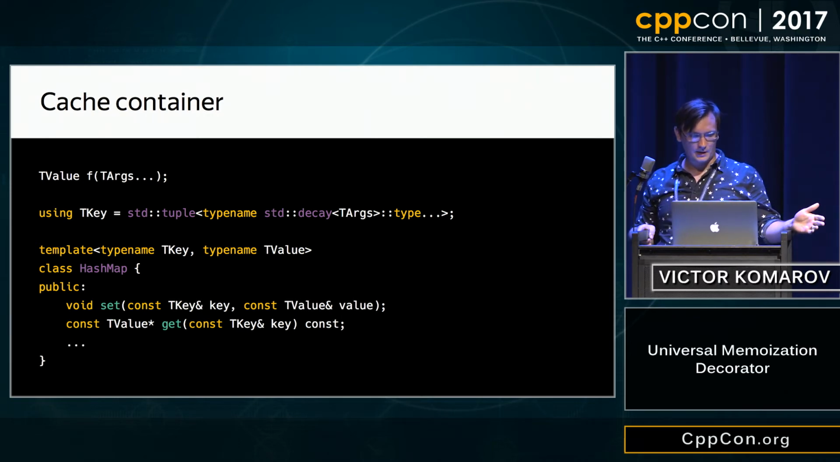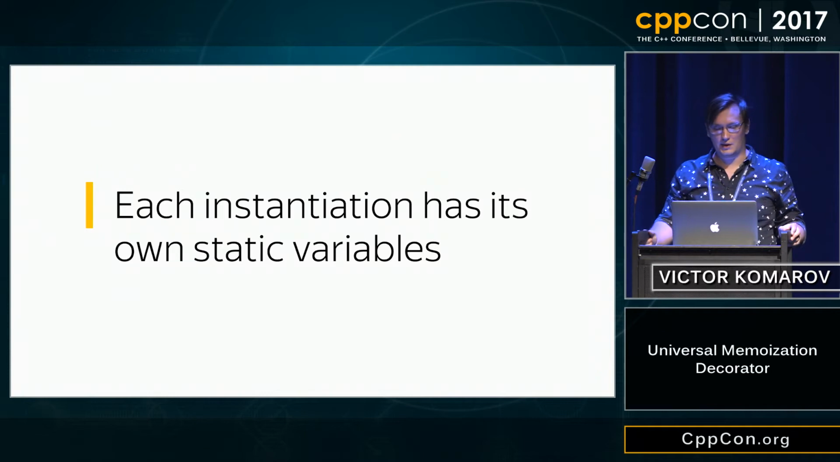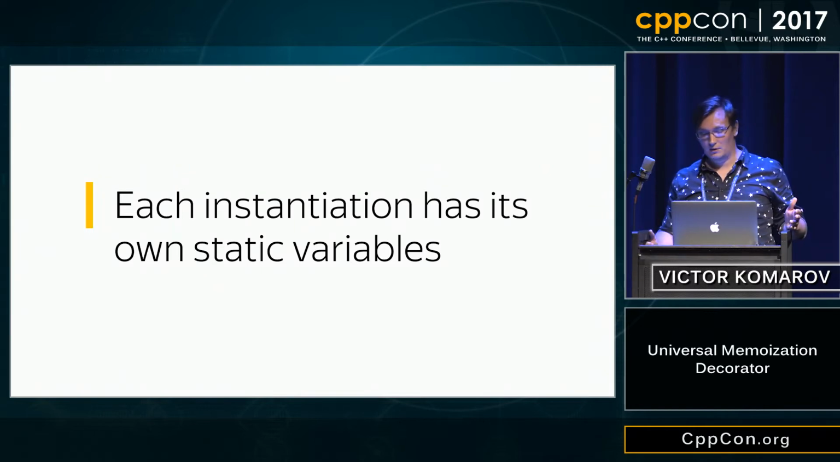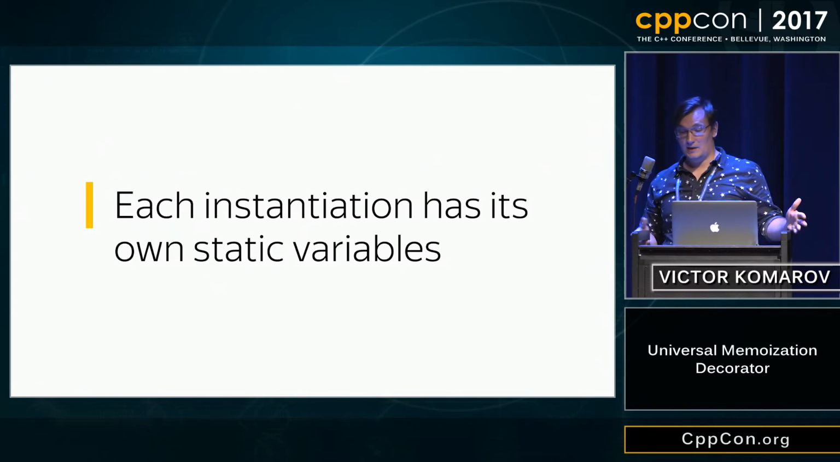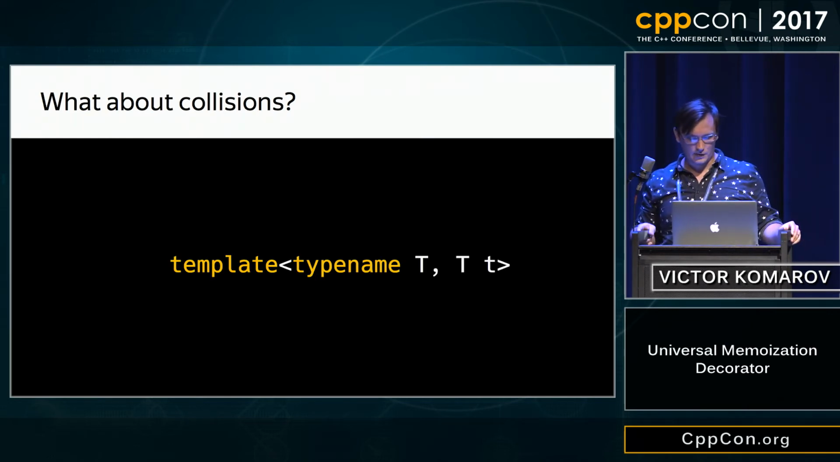So now, once we have the container ready, let's think where it should be placed. Luckily, as we know, each instantiation of a class or function template has its own static variables. So if we parameterize our decorator with a function, we can store the cache in a static variable. However, there is a problem with this approach. If we parameterize the template with the type of a function, which is basically its signature, we can run into a collision if we want to decorate two functions having the same signature. However, there is a remedy to this problem.